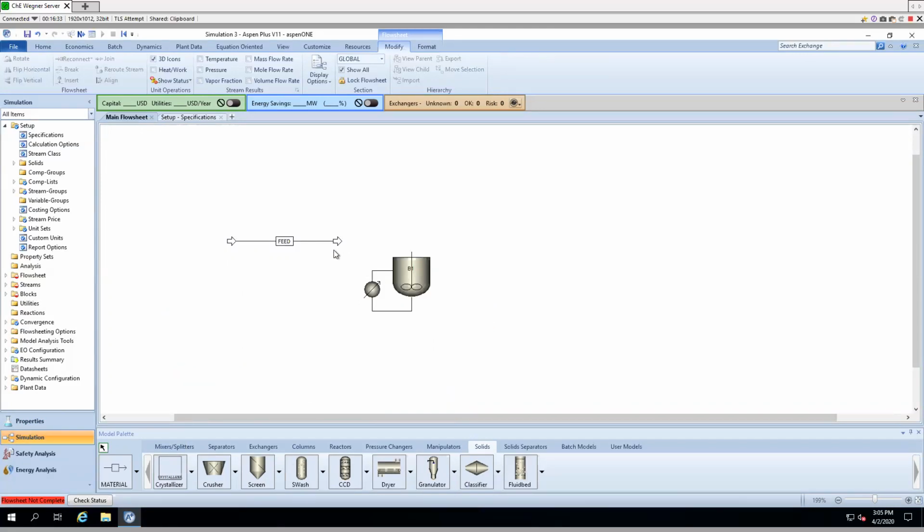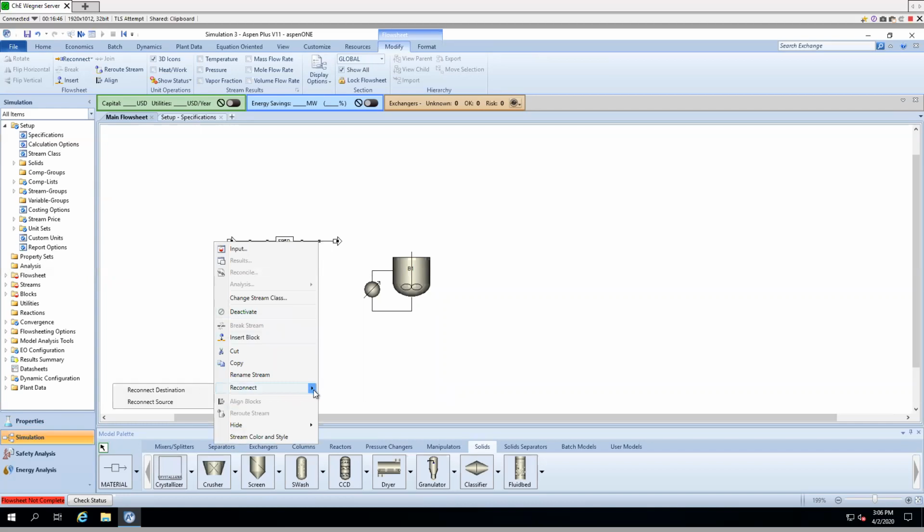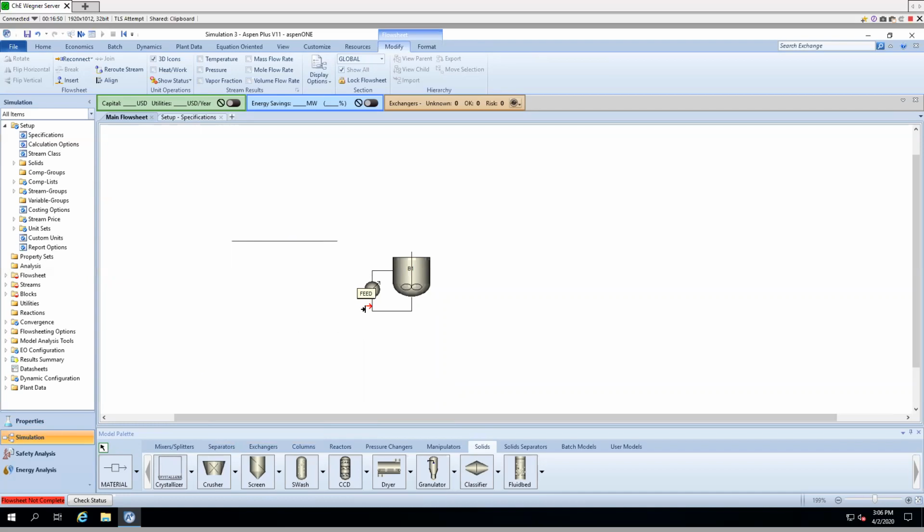So we're here. Now, initially what you could have done is go to material and then draw an arrow from here, but I already have this arrow here. I don't really want to delete it. So I can right click the arrow, reconnect, destination. So when I click here now, you'll see that it kept the stream, but it actually connected it to this crystallizer. So we have an input stream.